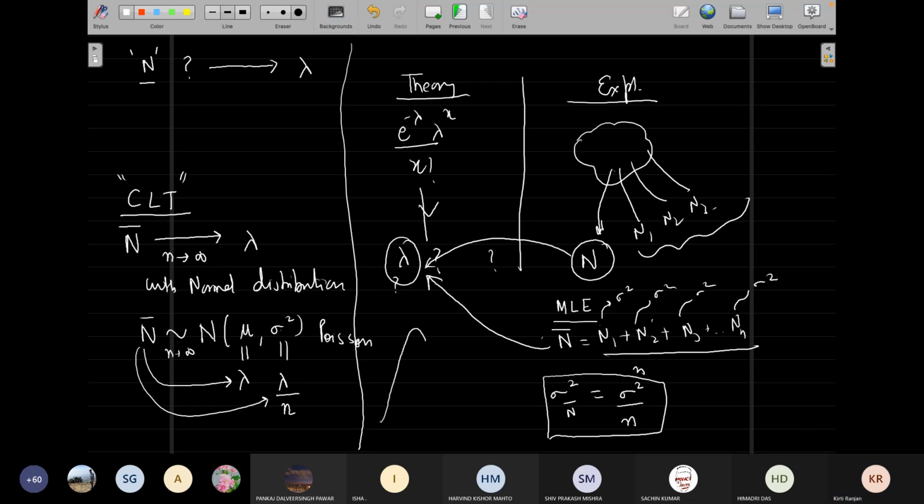So this n bar tends towards lambda, and the width is now given by lambda over n. Please go back and look into it. Another important point is that if this n tends to infinity, then the width starts becoming very small. That means the probability that this n bar is equal to lambda becomes larger and larger, such that for n tends to infinity, n bar will be equal to lambda. So there are two things happening in this experiment.